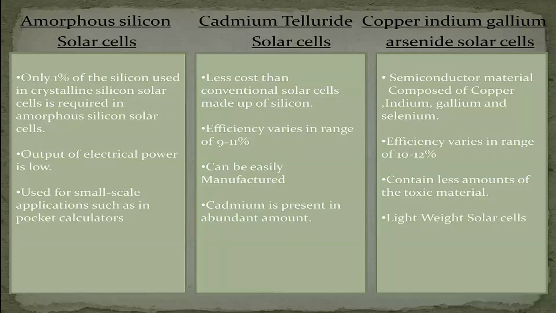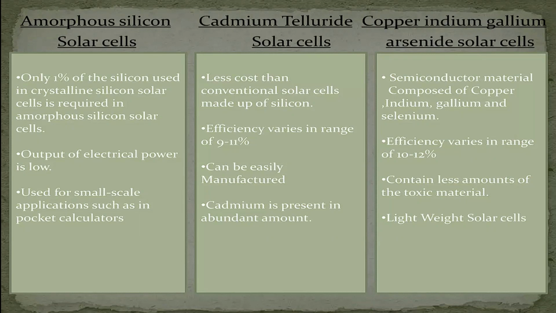There are three types. Amorphous silicon solar cell. Only 1% of the silicon used in a crystalline silicon solar cell is required in an amorphous silicon solar cell. As you use very little silicon, the output of electric power is low. So these are used in small applications like a pocket calculator, which has a solar cell that gives back energy to the calculator.